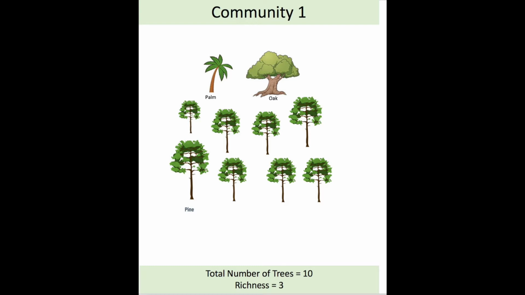There are 3 unique types of trees, though, 3 unique species of trees. We have pine trees, palm trees, and oak trees. The number of each of the trees doesn't really matter when we're talking about richness. Richness really just means how many unique kinds of an organism, in this example trees, do we have. And so here we have 3 unique types of trees for a total richness of 3.